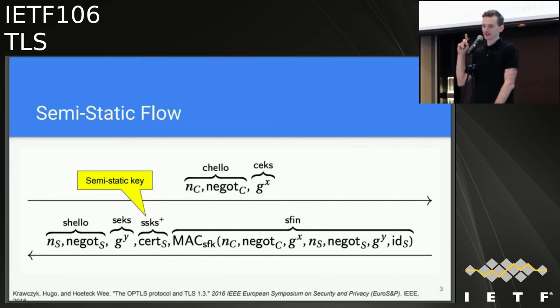This is what that looks like if you think of it in the OP-TLS flow. So client hello goes out the door, server hello comes back. You get both a Diffie-Hellman key share, an ephemeral one, which is G to the Y here, and in addition to that, a semi-static key, which is typically represented as G to the S. And then the rest of the computation is the same. Instead of a signature, there's a MAC.